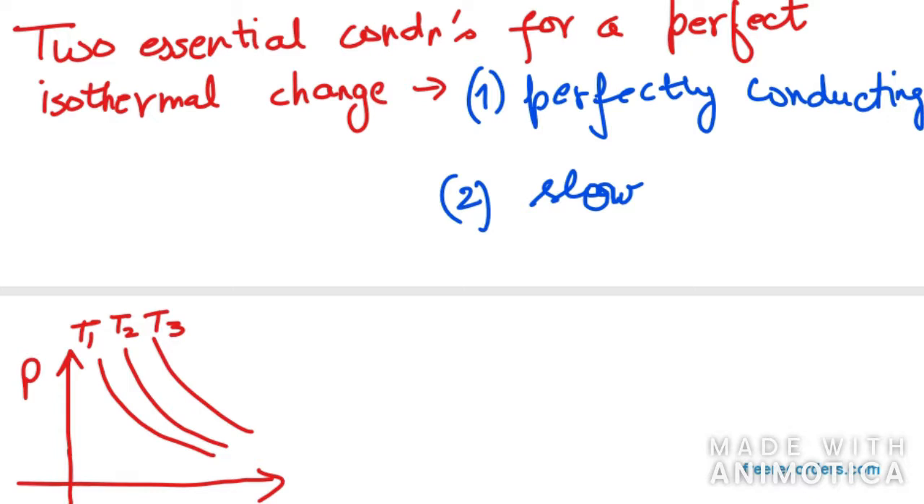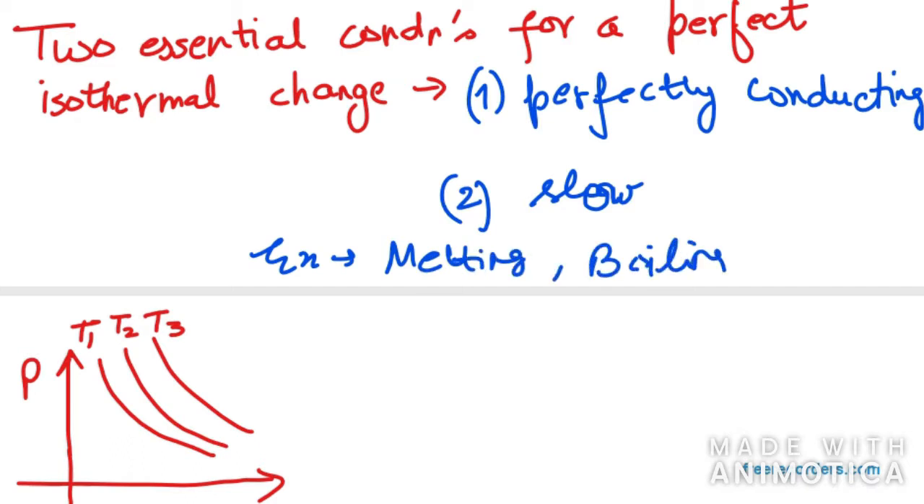Now, what would be the examples for isothermal change? In this we can consider two examples, that is melting and another could be boiling. These are very simplified examples for isothermal change.